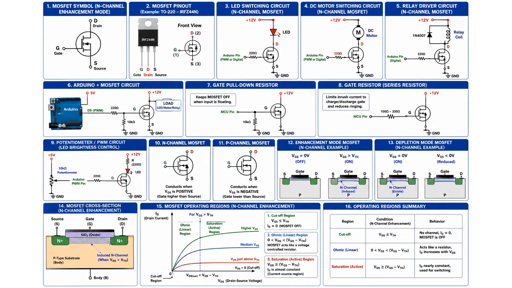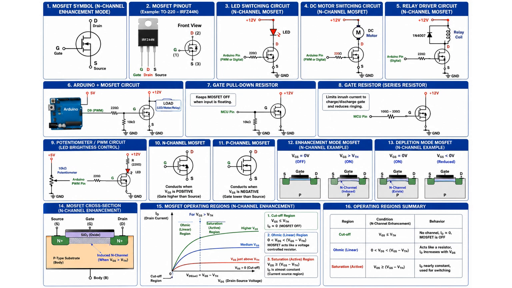A depletion mode MOSFET is normally on. Even at 0 gate-to-source voltage, a channel already exists and current can flow. Applying a gate voltage of the proper polarity reduces the channel conductivity and can turn the device off. Depletion mode parts are less common in everyday power switching, but appear in certain analog and RF circuits.